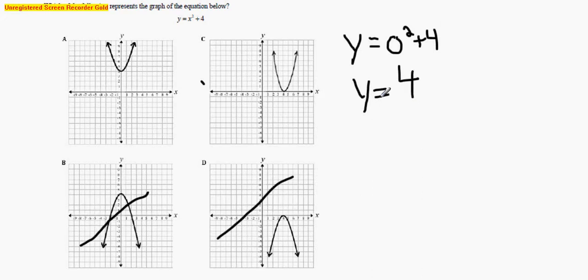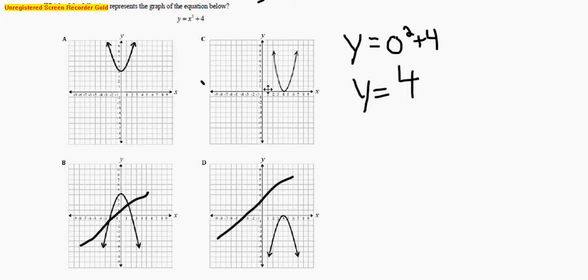And I'm not the fastest writer, but where we go. So what that tells me is when x is 0, that y is 4. So if you look at the graph, we're going to start with A here. You look at right here, that's x equals 0, and you go up, what is y equal? Y equals 4. So that's my answer.